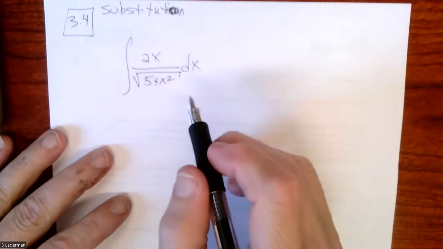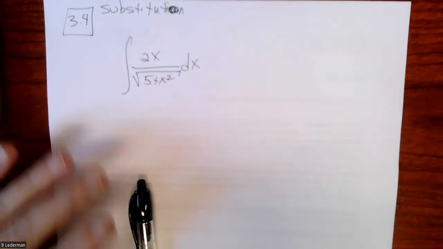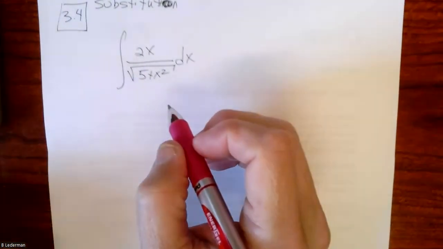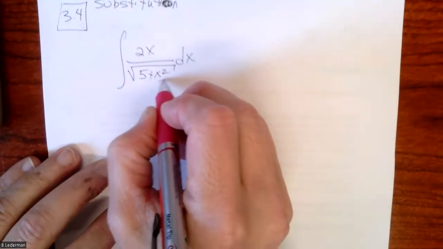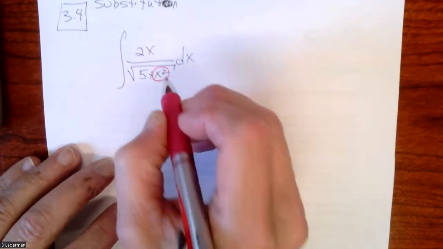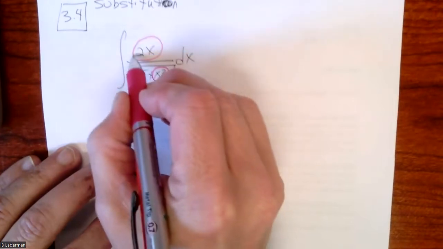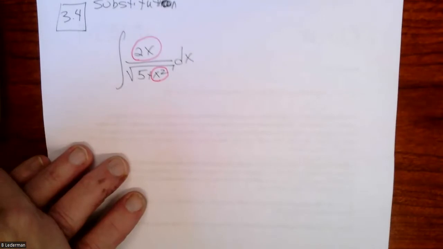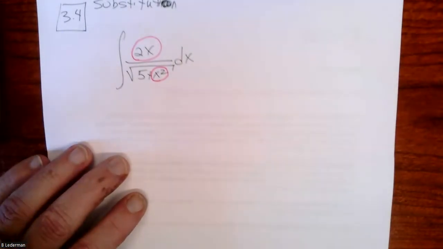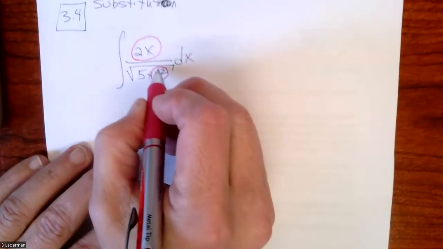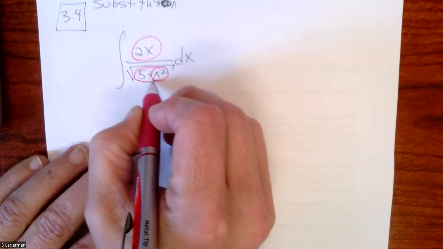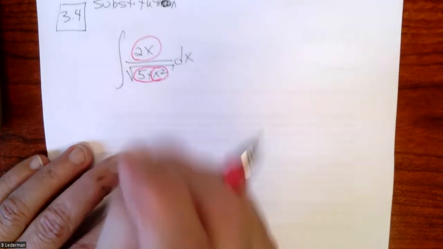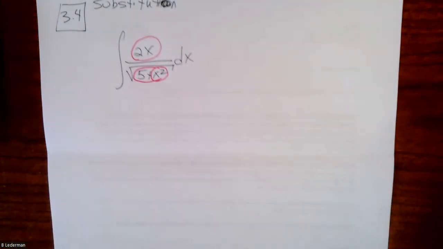Okay. Now, let me point out something I just noticed here. We have an x squared here, and we have a 2x there. And we know that the derivative of x squared is equal to 2x. That is going to be very important. But actually, more than that, the derivative of x squared plus 5 is also equal to 2x. That is really important. That's what's going to launch this whole process.